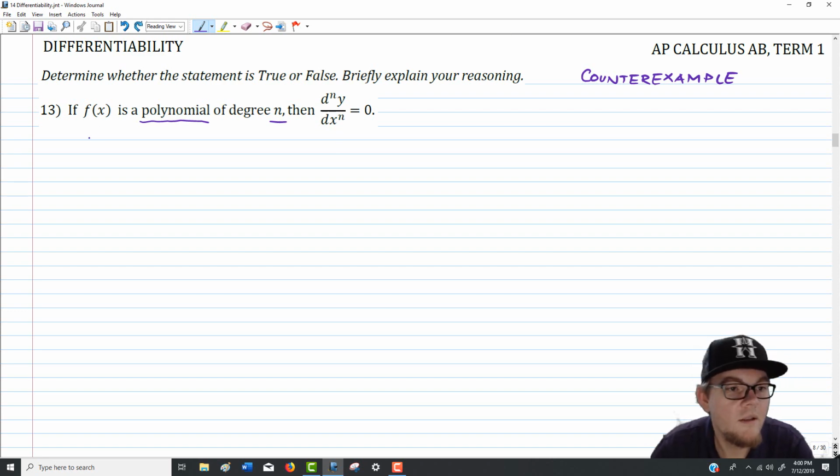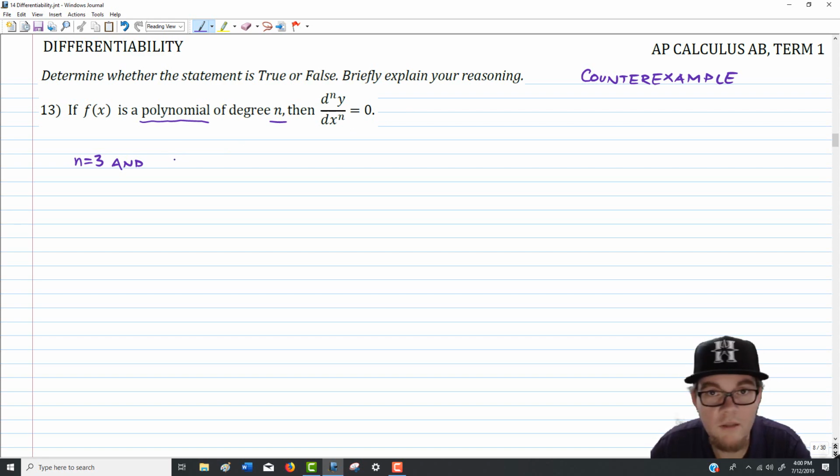So let's take a case in point. Let's let n equal 3. So I'm just choosing one. Again, I don't know whether this is true or false. We're keeping both options open right now. We're just kind of exploring, and hopefully it disproves everything. So I'm going to let n equal 3, so that means we have a third degree polynomial. And then I'm going to let f of x be the third degree polynomial x cubed.